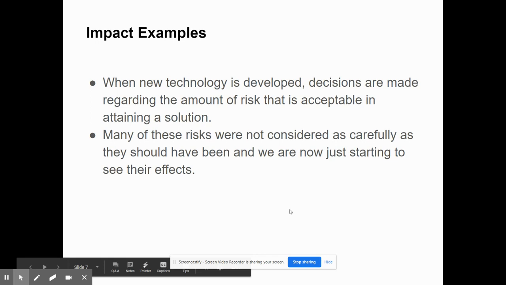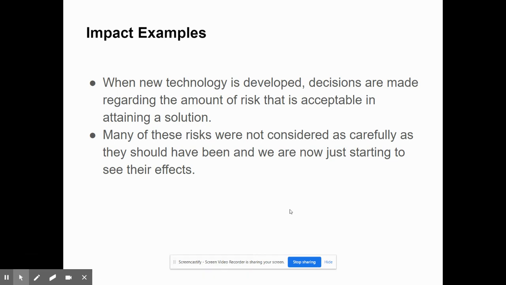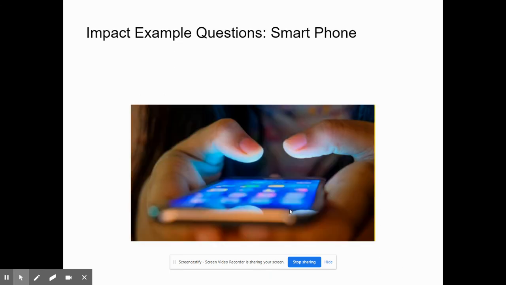When new technologies develop, decisions are made regarding the amount of risk that is acceptable in attaining the solutions. Many of these risks were not considered as carefully as they should have been, and we are now just starting to see some of their side effects. So let's take a look at an example, which is a smartphone. Okay, so in the video here, we're going to stop the video, and I'm going to ask you guys a few questions based on the impacts of technology.